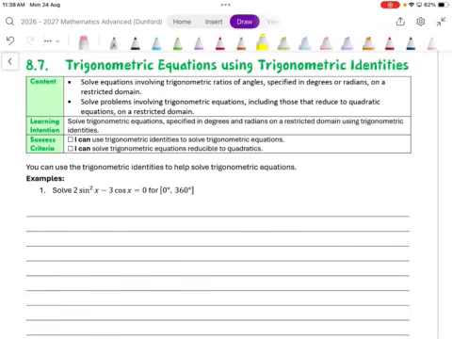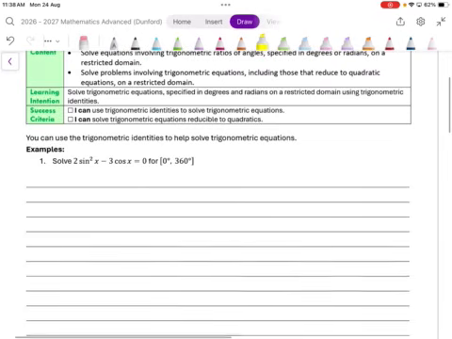Now, when we're solving any equation, we always want our pronumerals to be the same, right? So normally if we have a quadratic equation, we want something like x squared plus 2x minus 3 equals 0. So we have all x's. In this one here, we have to solve 2 sine squared x minus 3 cos x equals 0 for 0 to 360. Now you'll notice that it's not all in terms of sine, or it's not all in terms of cos. So what we need to do is make this all in terms of the one thing.